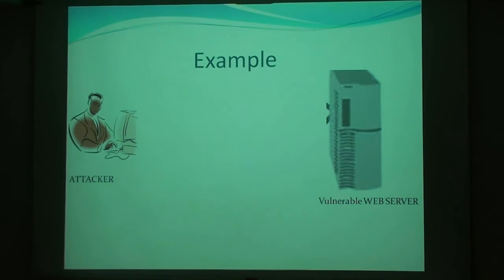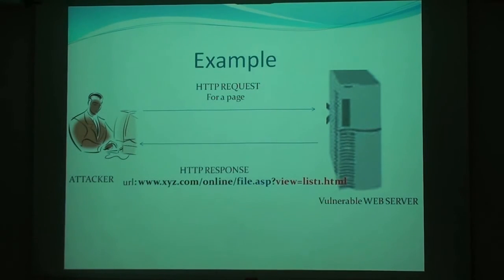Now, let us look at the scenario of how an attacker can carry out this attack. Basically, first the attacker sends an HTTP request for a page, which is a normal request, and he will get the appropriate response for it. But now the attacker will look at the URL, and he will come to know that there is a file called file.asp, which is basically a script, and he is trying to access a file called list1.html that is stored in the web server. So the conclusion he will make from this is that in order to retrieve a file, the script is making access to the web server. So he will try to craft the URL in such a way that he is able to access other directories as well, like I will be showing now.